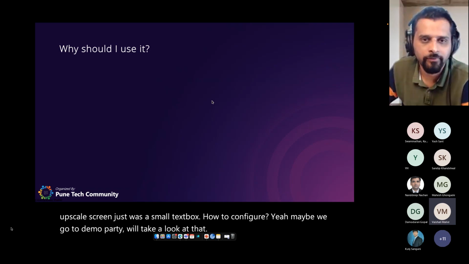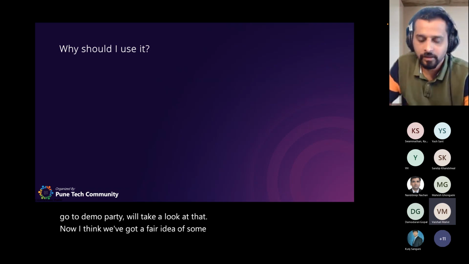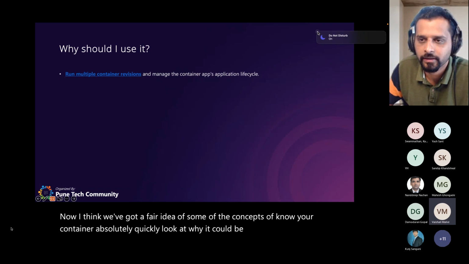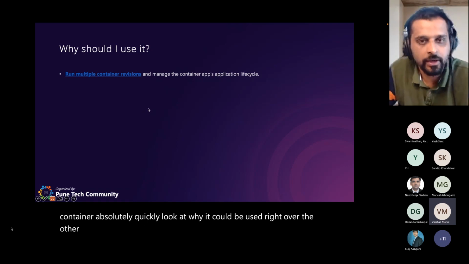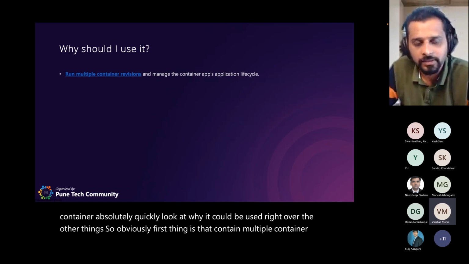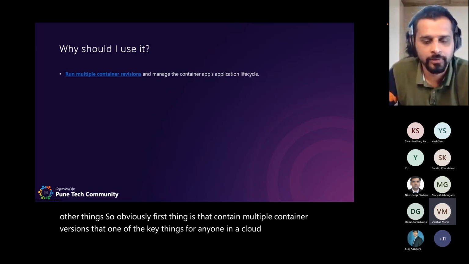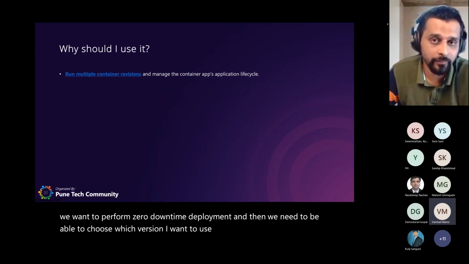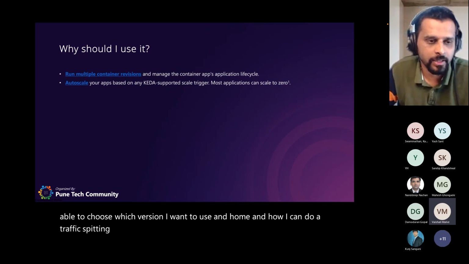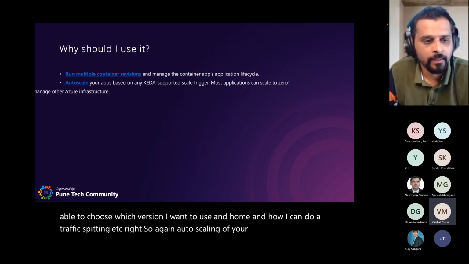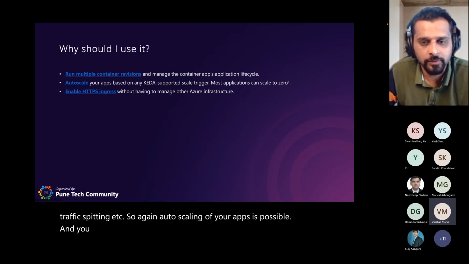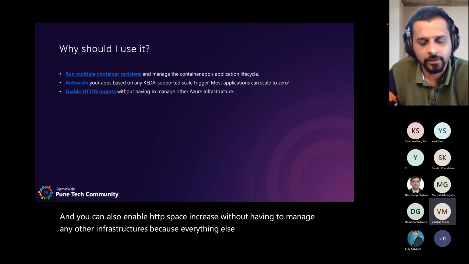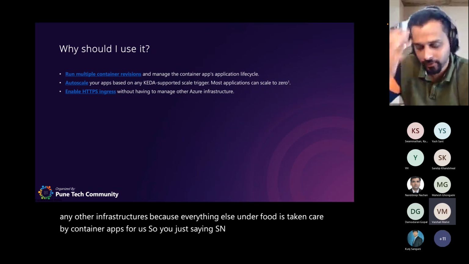Okay, so now I think we've got a fair idea of some of the concepts of Azure Container Apps. So let's quickly look at why it could be used over the other options. Obviously, the first thing is that it can run multiple container versions. That's one of the key things for anyone running a cloud native application, right? We want to perform zero downtime deployment, and we need to be able to choose which version I want to use and how I can do traffic splitting, etc. And again, auto scaling of your apps is possible. You can also enable HTTPS based ingress without having to manage any other Azure infrastructure, because everything else under the hood is taken care of by Container Apps for us. So you just say ingress enabled, and it will automatically enable it for you.